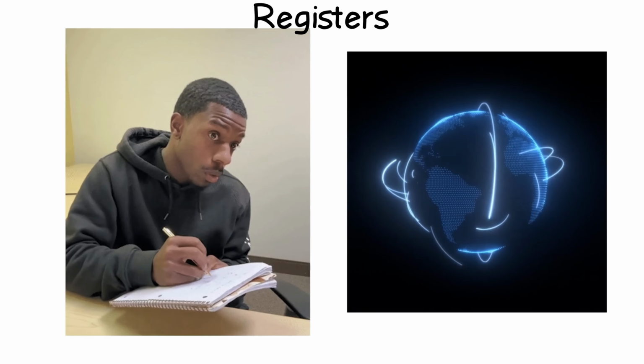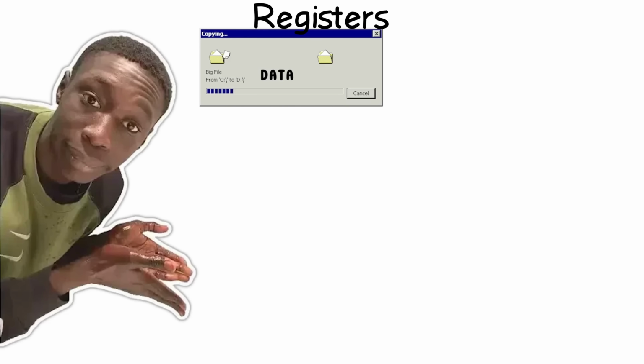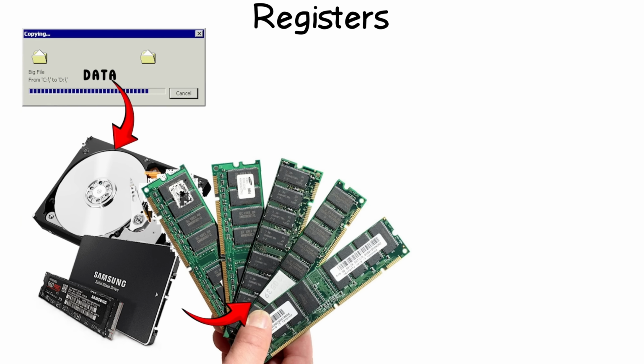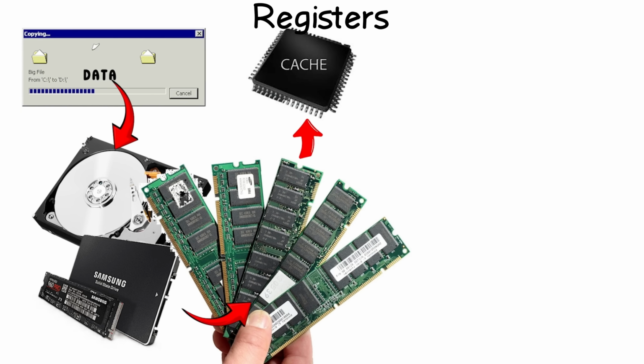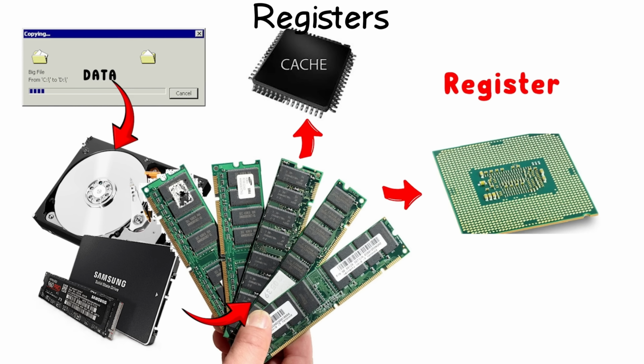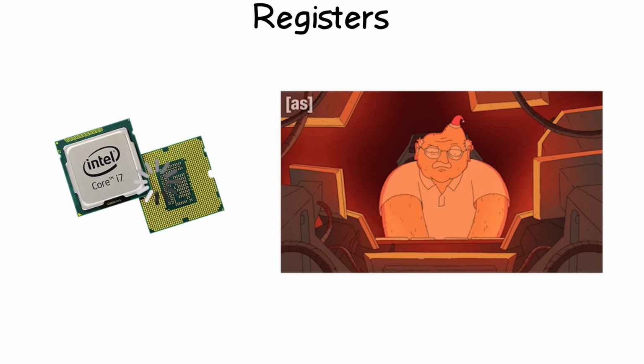The full memory hierarchy flows like this. Data is stored long-term on a drive, loaded into RAM when needed, pulled into cache, and finally placed into a register right before the CPU processes it.